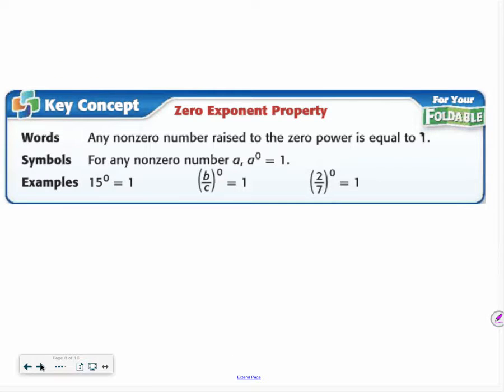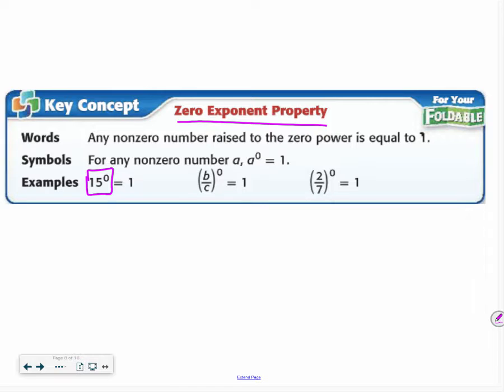Okay, so we've talked about the quotient property. We've talked about the power property with quotients. Now let's talk about the zero exponent property. Anytime you have a number to the 0 power, it automatically equals 1. That is something I need you to memorize. I need you to remember anything to the 0 power is 1.